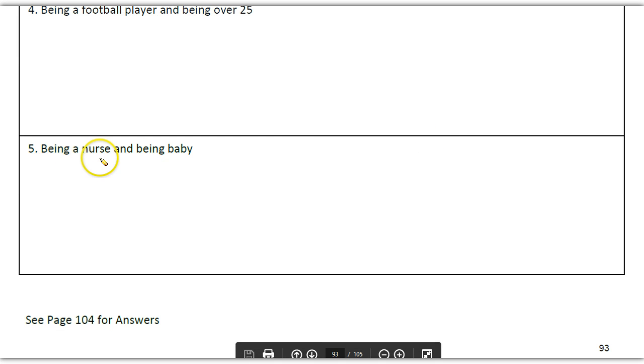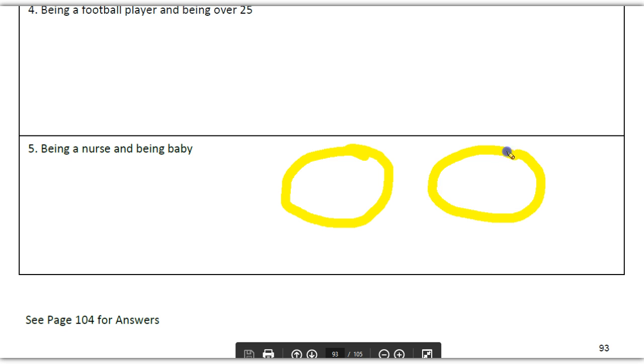Now, being a nurse and being a baby, they are a disjoint set. So this is yes. Okay, we'll wrap this up with 3 pages.